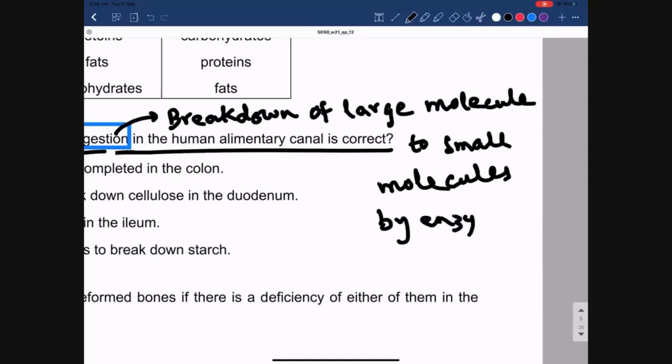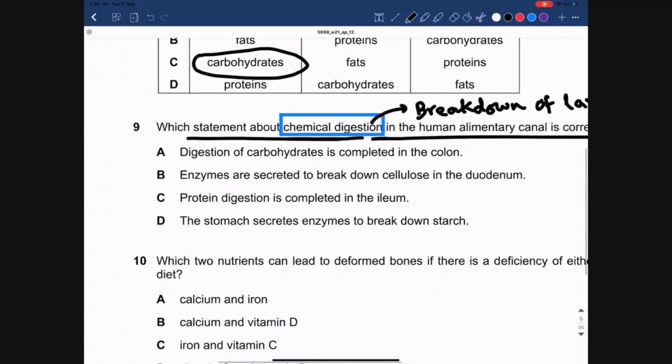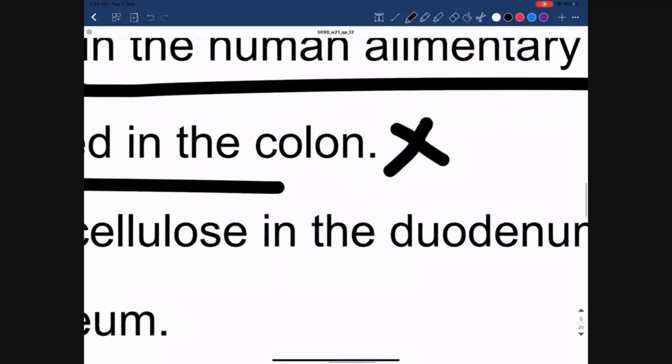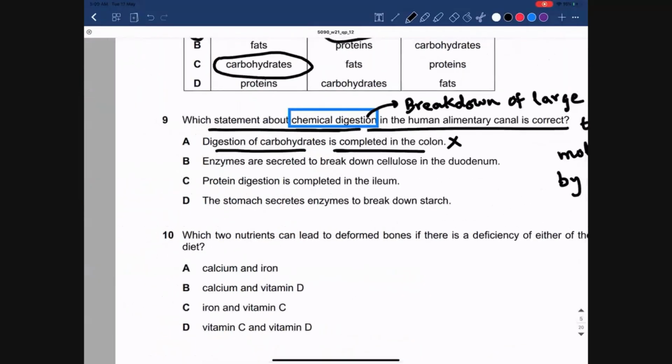Let's have a look at each statement and take the correct one. Digestion of carbohydrates is completed in the colon. This statement is absolutely wrong because, please remember, digestion of all the substances is completed in the ileum and not the colon. The colon is the site of absorption of water and mineral ions.